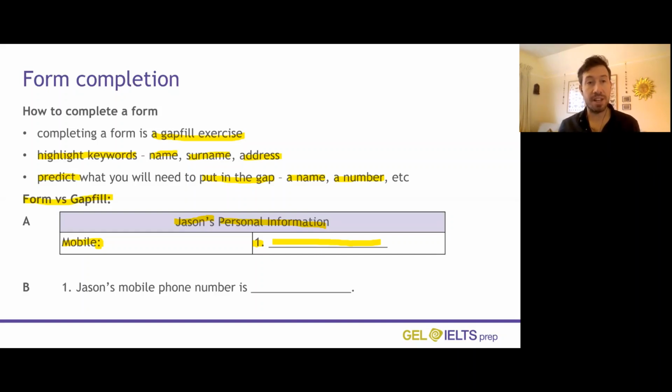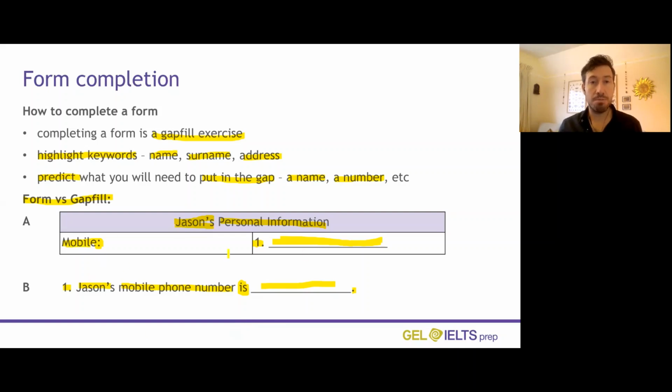This is what a form looks like. Compared to a gap fill, would look like this. You just have the question number, and it would be a full sentence, and it would have a missing gap. So it says Jason's mobile phone number is. It still has all the same information. It has Jason, mobile phone number, and then it's got a verb here. It's got "is", and here we'd need the phone number like we do here. So it's basically the same, but it's just organized a little bit differently.